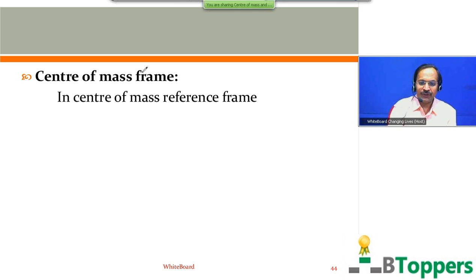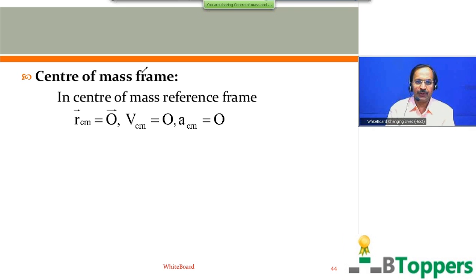In the center of mass reference frame, R CM bar equals 0 bar, V CM equals 0, and F CM equals 0.